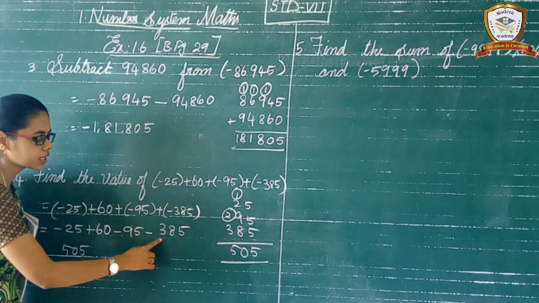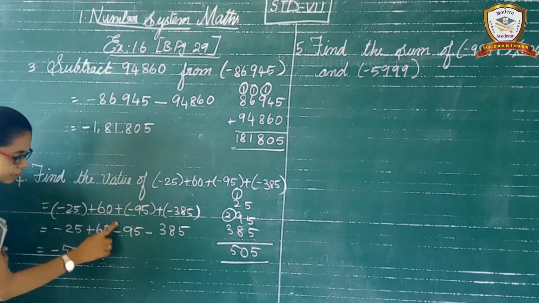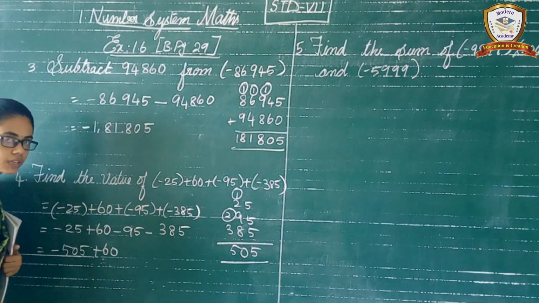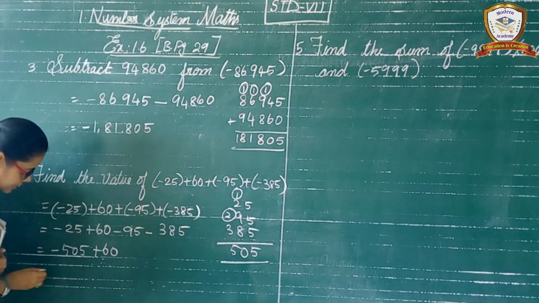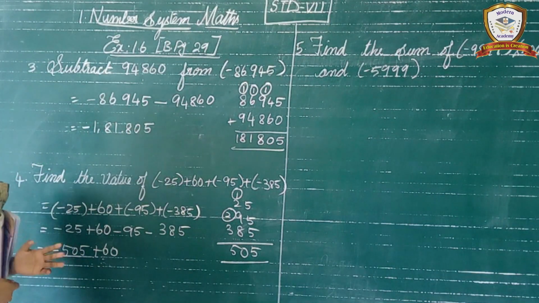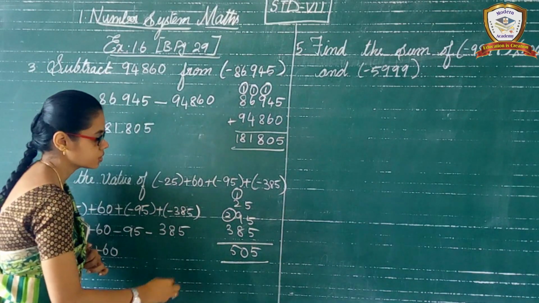385. So the sign of 385 is minus. So you want to mention here minus, and remaining one number is there, no. So you should add these numbers. This number. Clear? And next step, see, both are different sign. So different sign means we need to subtract. Clear? So these two numbers we want to subtract.